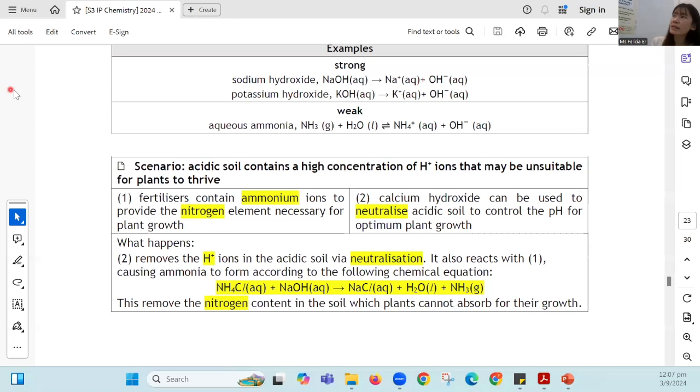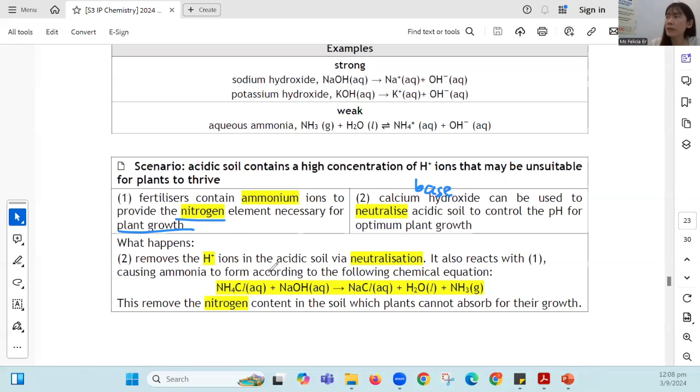Because plants mainly need nitrogen for healthy plant growth. So if your nitrogen escapes in the form of ammonia gas, then you won't have nitrogen for the plant to absorb as nutrients. So that's why if you want to add, you can add, but don't add at the same time. That means if you want to neutralize the acidic soil using a base, and then you want to add fertilizer containing ammonium, you add at different timing so that the plants can still receive the nutrients and then the soil later gets neutralized.